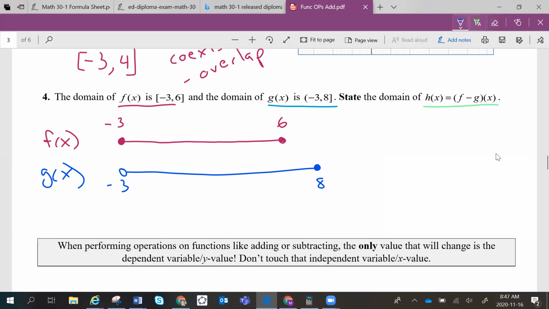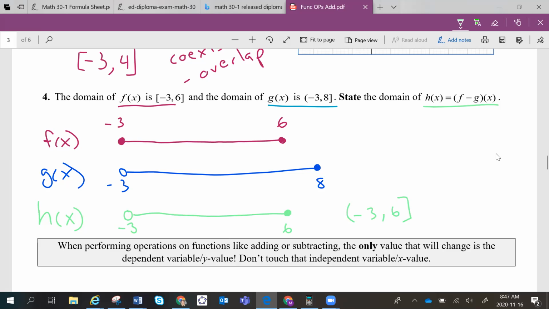Okay, so what's my domain then of h at x? My domain is where these two functions coexist or where they overlap. Well, they don't overlap at -3 because g at x doesn't include -3. So it won't include -3. Where do they stop overlapping? Well, they're going to stop overlapping at 6. So what's my domain of h at x? My domain of h at x will be that, where they both exist. Draw a picture, right? It's not a pretty picture, but it sure satisfies the conditions.